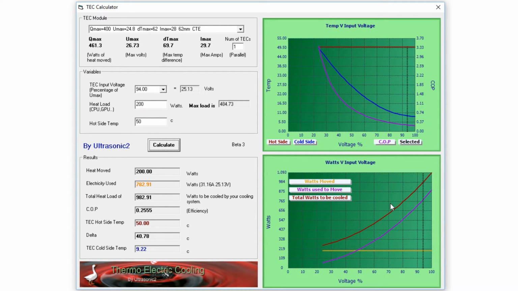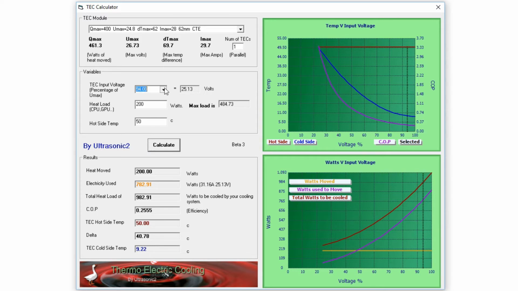Now over here we have some graphs. What's moved is constant. What's used to move it, and which is this here. So this is electricity used. This is your heat moved, and this is the combination, which is the total heat load. Up here we have something far more interesting, which is the hot side temperature and the cold side temperature and the COP.